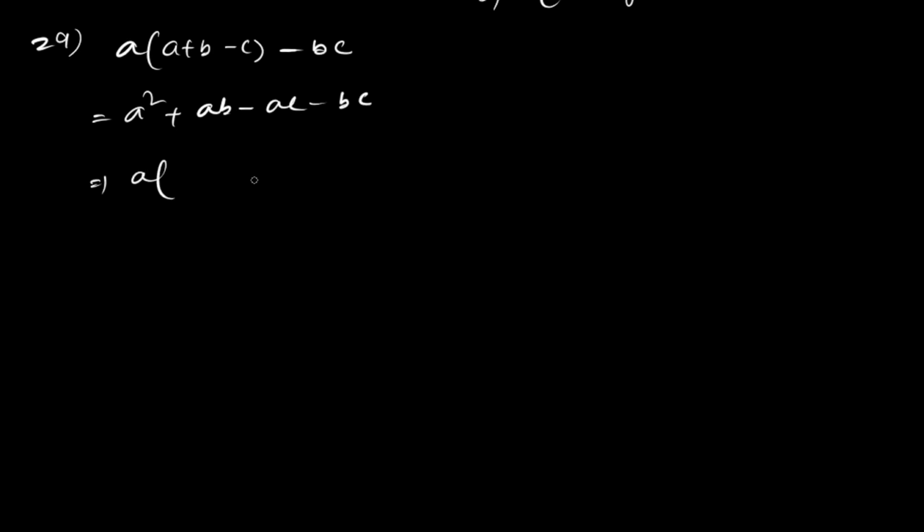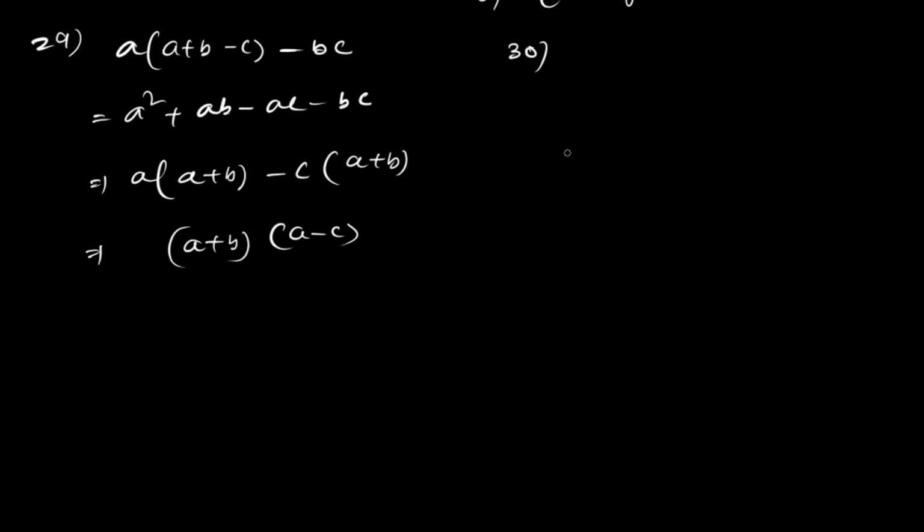Next comes the 29th question, I believe. It's a into a plus b minus c minus bc. That gives you a square plus ab minus ac minus bc. From the first two terms, if you take a common, you will be left with a plus b, and then if you take c common, you will be left with a plus b. So that means a plus b times a minus c will be the answer. After the 29th one, it's the 30th one.